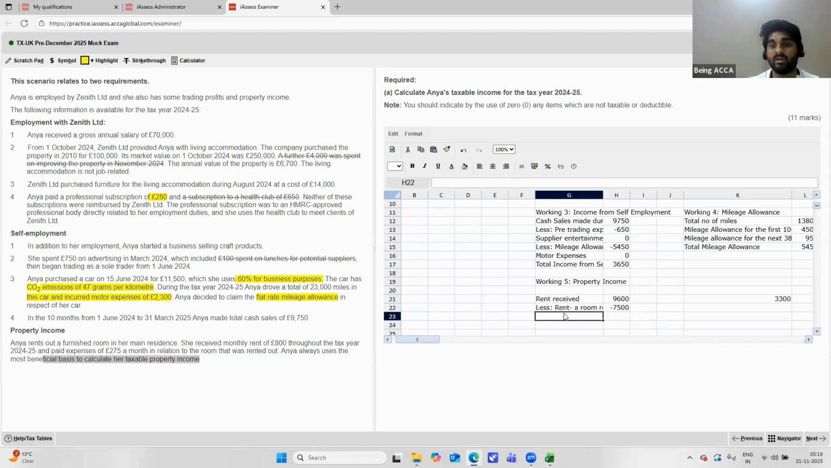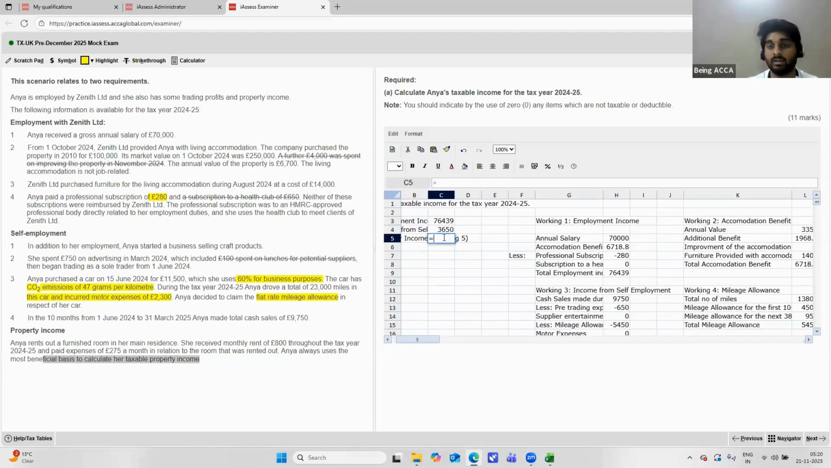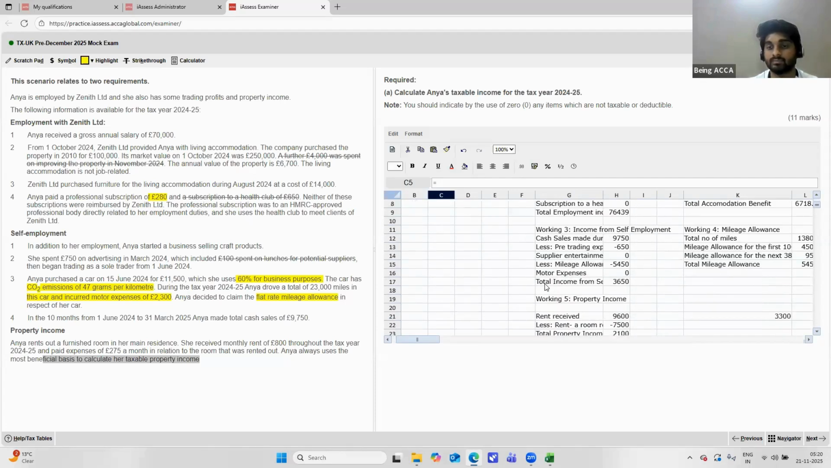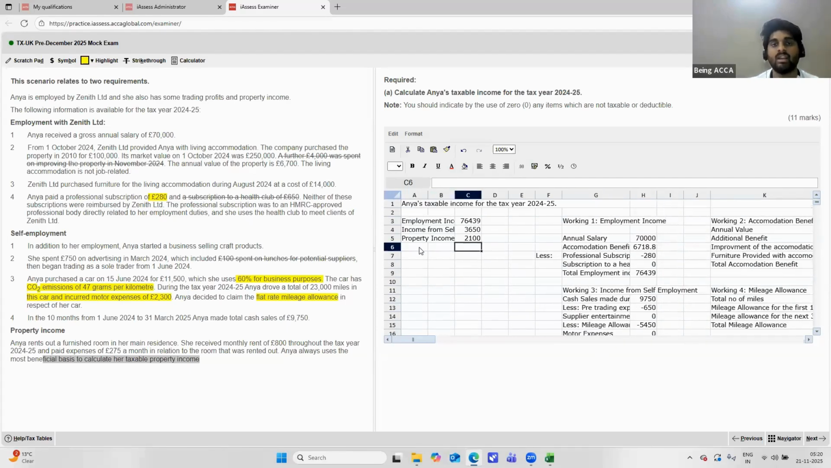So now coming to this, total property income would be equal to the sum. These both would be 2,100 and that is what we'll be taking here, equal to 2,100. And with this, we have calculated our total income to be a sum total of all three of them, making it a total of 82,189. But what is the question asking for?